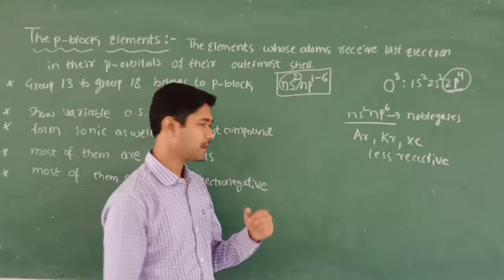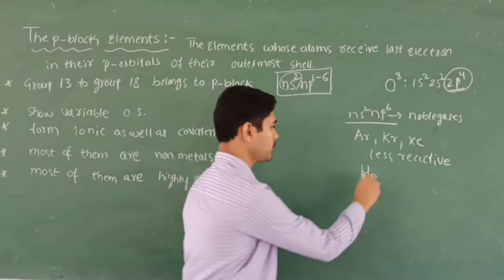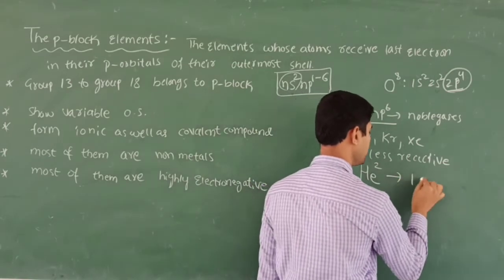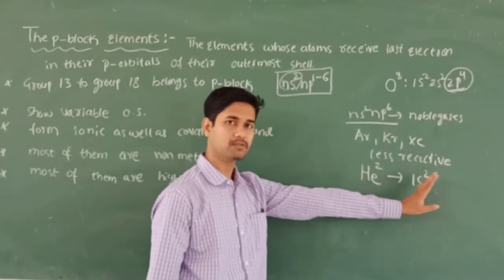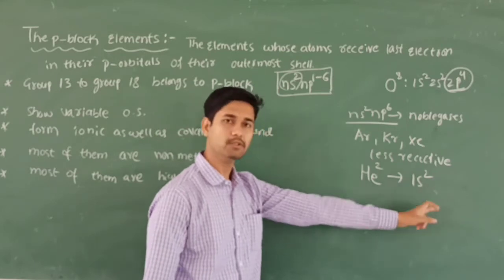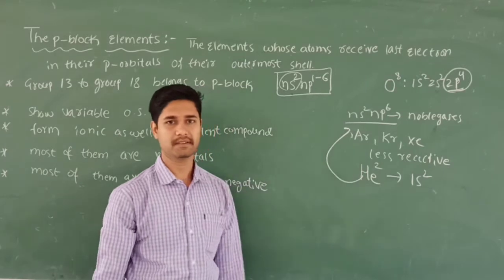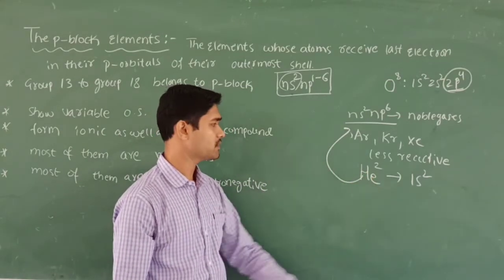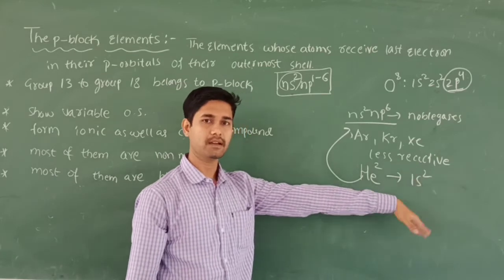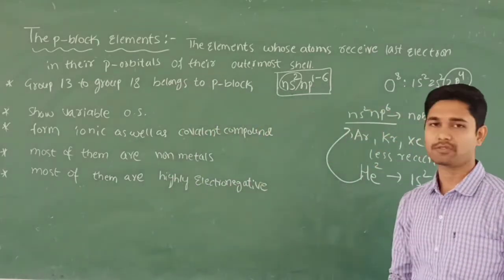And also you can see one more interesting one, there is helium. Helium's atomic number is 2 and its configuration is 1s2 only. Even though there are no electrons in the p orbitals, they still place helium in the noble gas elements, right? So this also shows the properties of the noble gases, even though the electrons have not entered the p orbitals. And they show variable oxidation states.